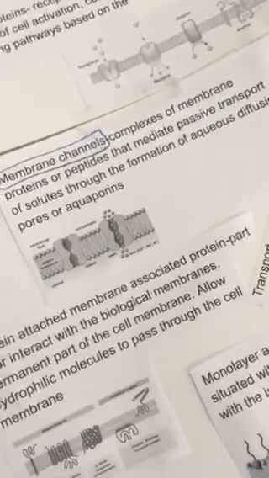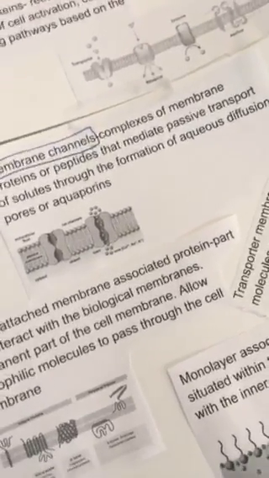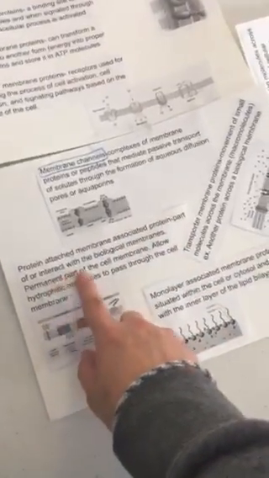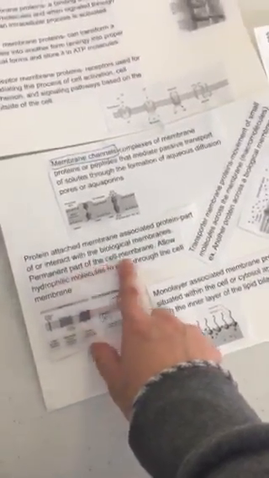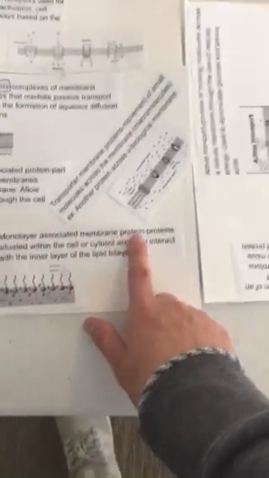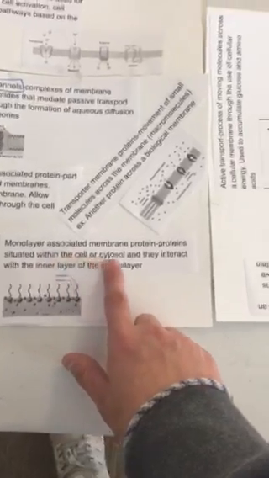Complexes of membrane proteins are peptides that mediate passive transport of solutes through the formation of aqueous diffusion through aquaporins. Then we have protein-attached membrane-associated protein, which is part of or interacts with the biological membrane. Permanent part of the cell membrane, allowing hydrophilic molecules to pass through the cell membrane. And finally, we have monolayer-associated membrane protein, which is proteins situated within the cell, or cytocell, and they interact with the inner layer of the lipid bilayer. So that is quite a bit of proteins incorporated in the phospholipid bilayer. There's a lot of variety there.